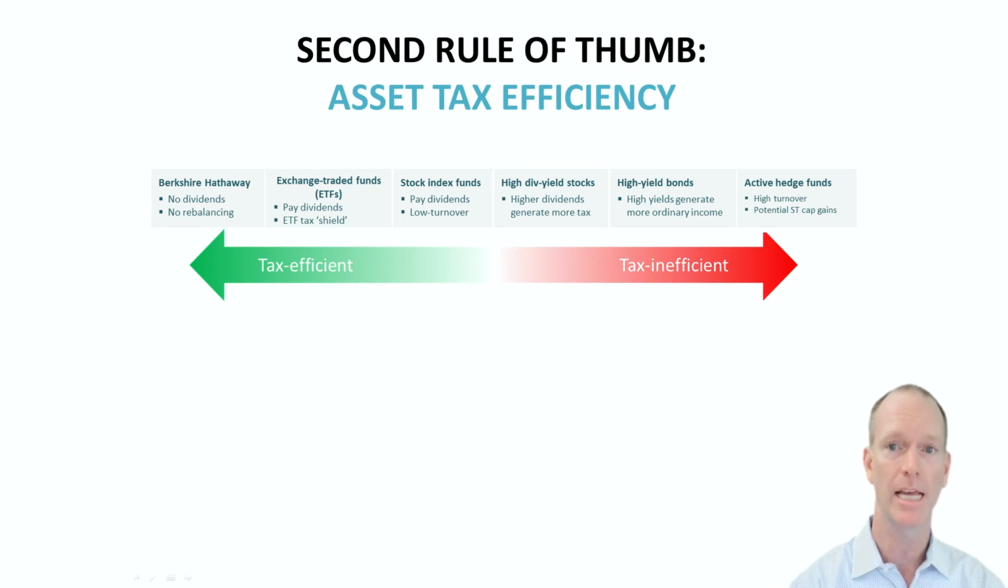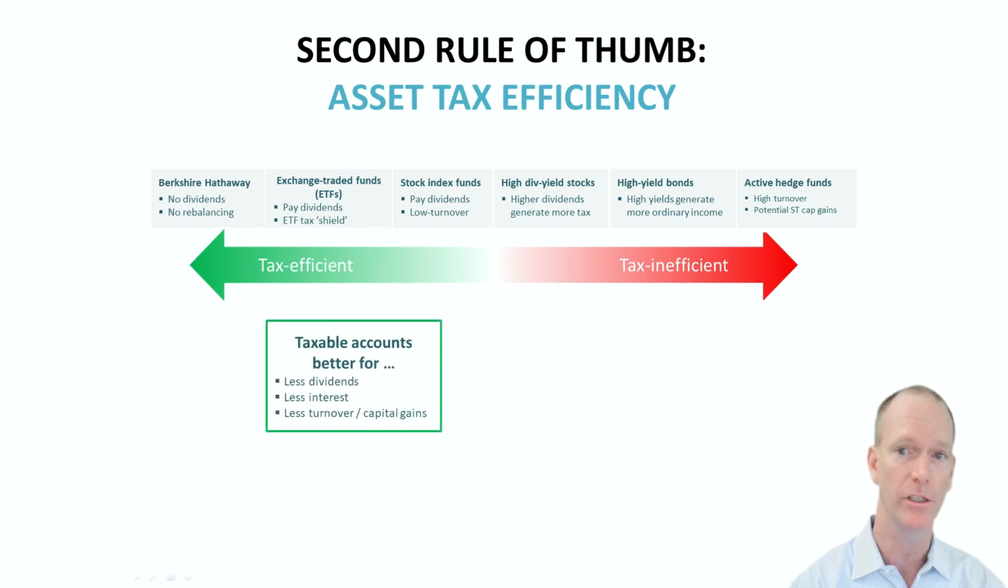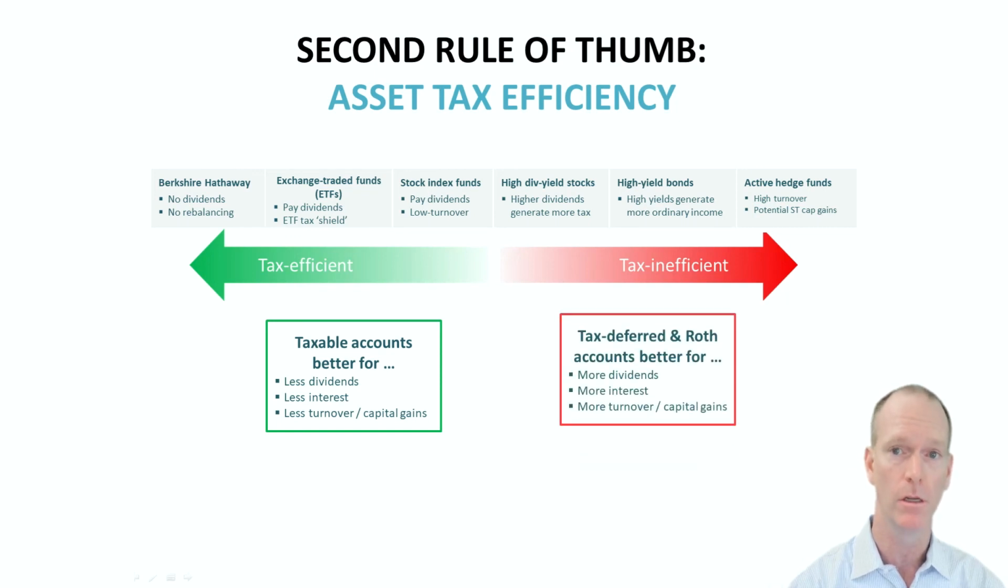For assets that are tax efficient, we can hold them in taxable brokerage accounts because, well, they're tax efficient. For the tax inefficient investments on the right-hand side, we prefer to hold those in tax deferred accounts or in Roth accounts, whereby those accounts shield us from the taxes on those dividends, that interest, and those capital gains. That's the second rule of thumb, considering the tax efficiency of individual assets and using that to determine where we hold them. So those are my two rules of thumb when it comes to asset location.